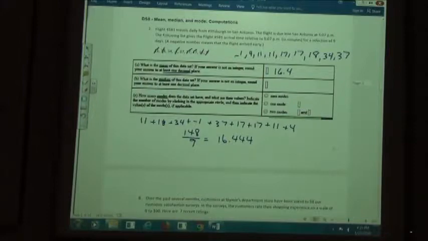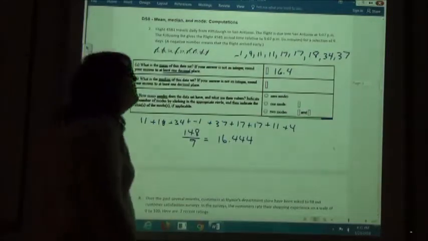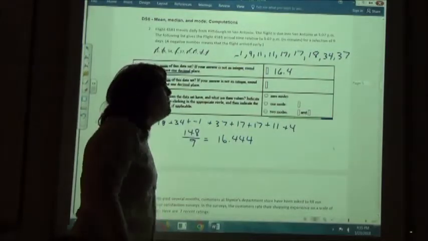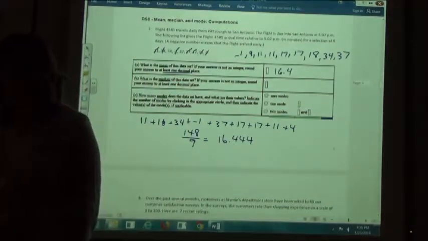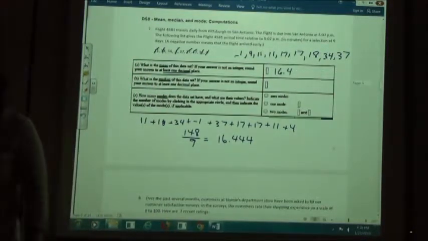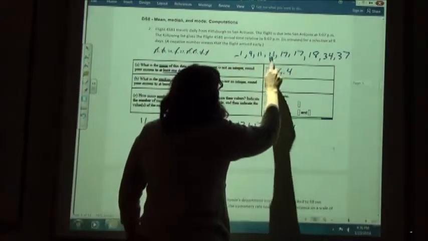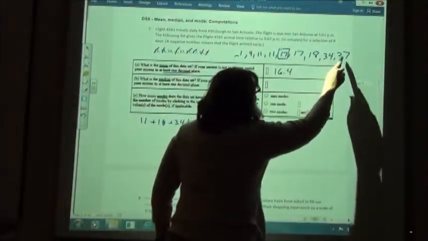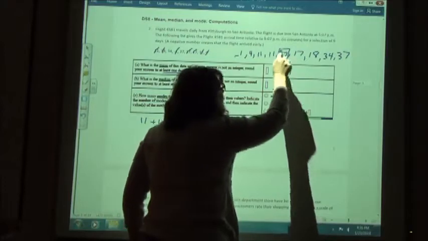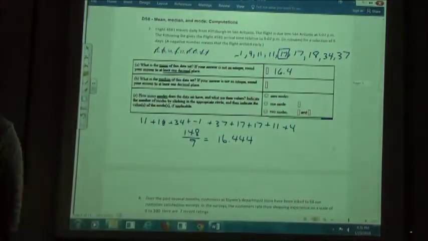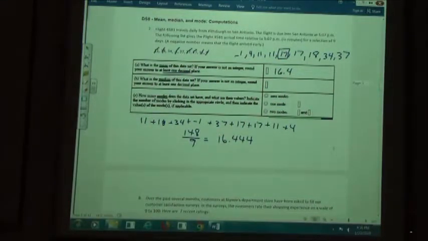So the median is the middle. If I have 9 numbers, the middle one would be which value? The 17, right? I have 1, 2, 3, 4. Here's my middle one. 1, 2, 3, 4. Yep, that's my middle one. The 17 is my median, my middle number.